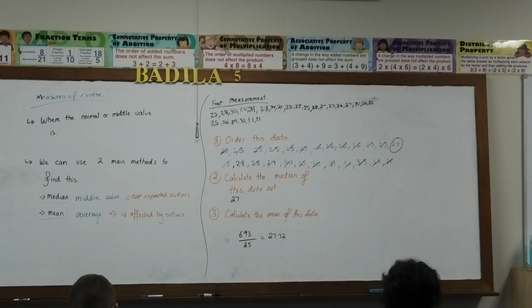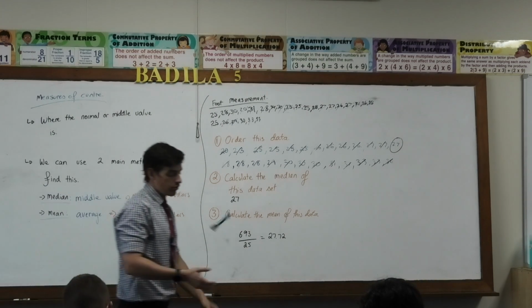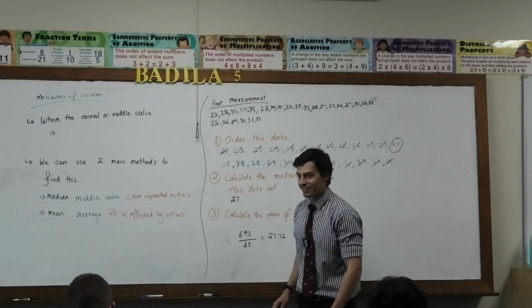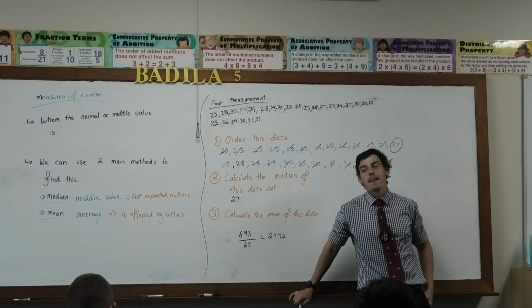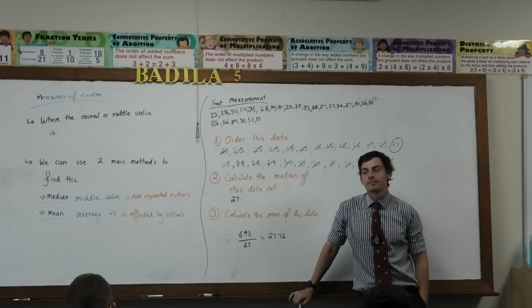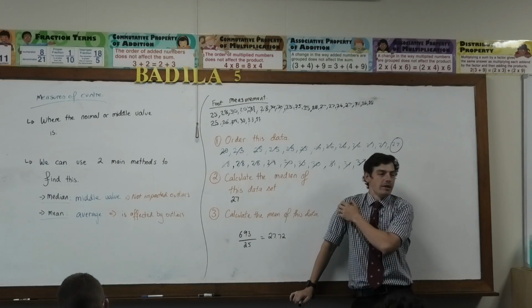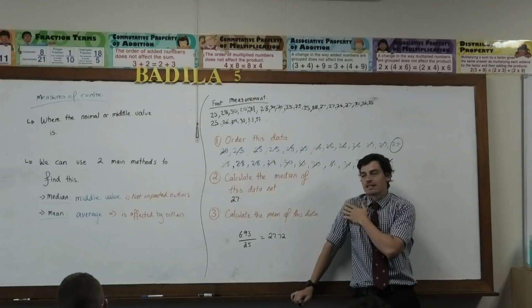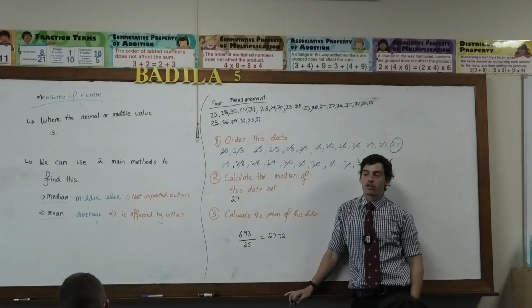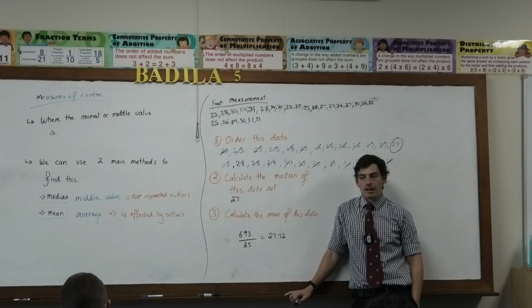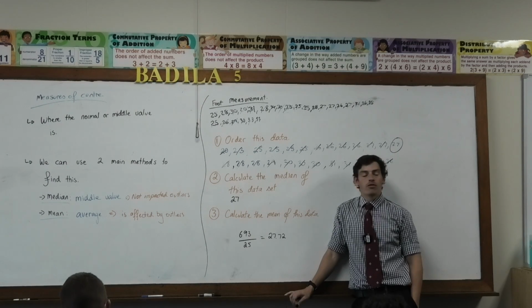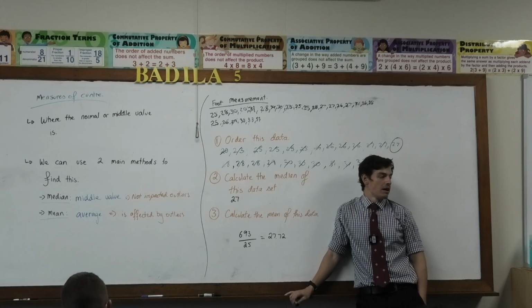Now, would the mean or the median be the better value here? Or does it not really matter? It doesn't really matter, okay? The reason it doesn't really matter is because we've got no real outliers. Happy with that? If we had a major outlier, the median would be better.